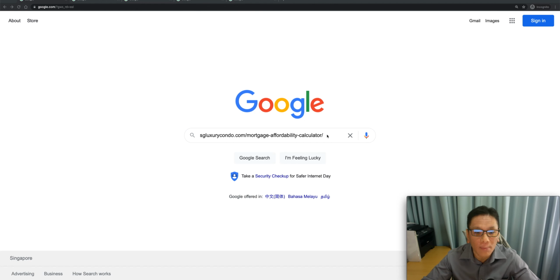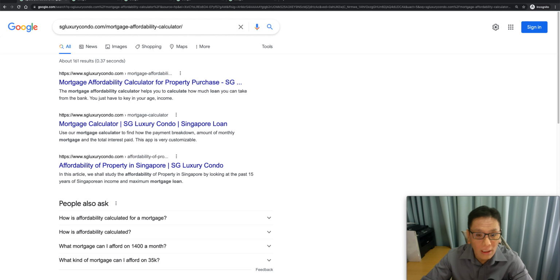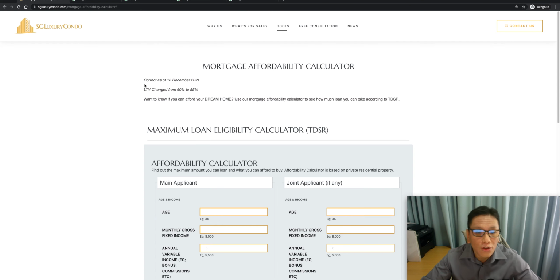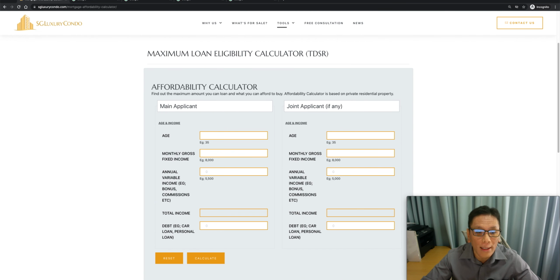For the first website I'll be talking about is your mortgage affordability calculator. This will actually tell you how much bank loan you can borrow from the bank. So you can go to this website, sgluxurycondo.com/mortgage/affordability/calculator. When I go on to this link, you will see that there are 2 columns. One is a main applicant and the other is a joint applicant.